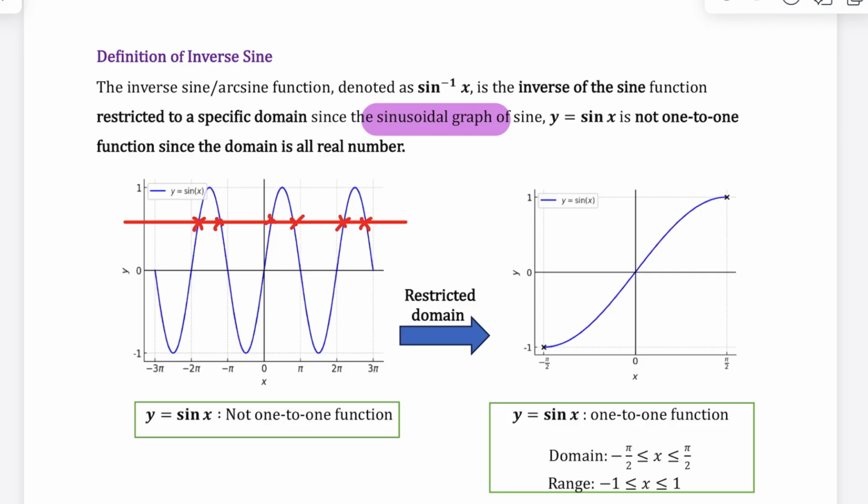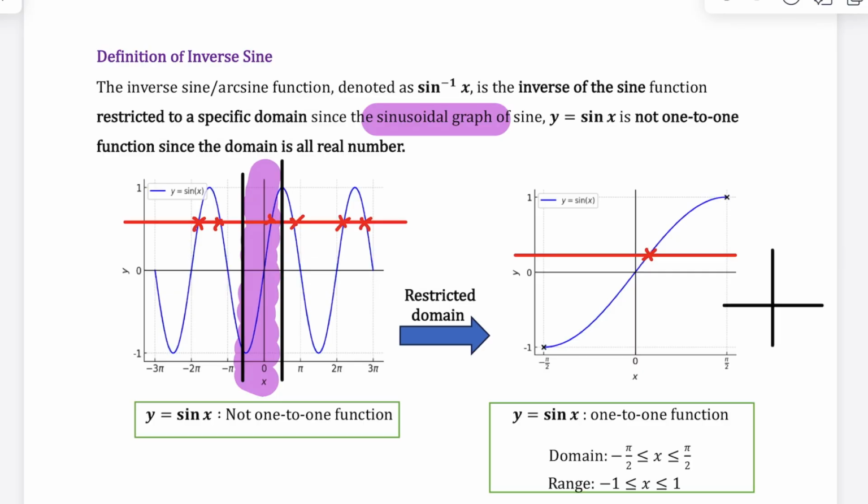We want to cut from a certain period to a certain period for it to be a one-to-one function. So for inverse sine, we will choose to cut from minus pi over 2 until pi over 2. We only take this part here. Let's see the graph of the restricted domain. Why do we take from minus pi over 2 until pi over 2? Because when we restrict the domain, this is now a one-to-one function. With the horizontal line test, it will touch only one point.